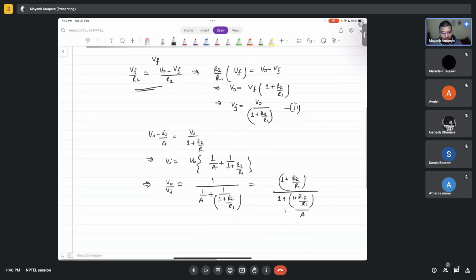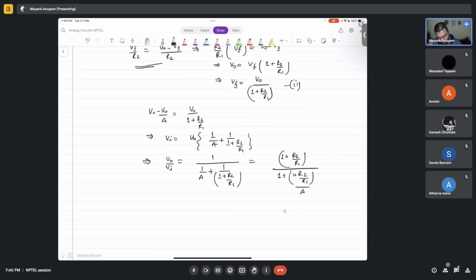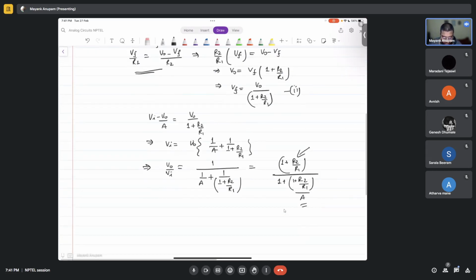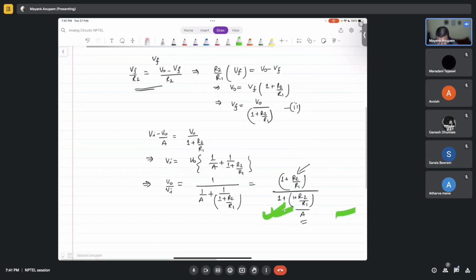You guys already know this, right? In the presence of a finite gain, your overall gain is this. 1 plus R2 by R1 would have been the result if it had been an ideal op amp, right? In an ideal op amp, A is equal to infinity, so this term would go to 0, so it will be 1 plus R2 by R1 in that case. But here, in the presence of non-ideal gain or finite A, we have this particular expression, right? You already know this. I just did this to make sure that you understand.